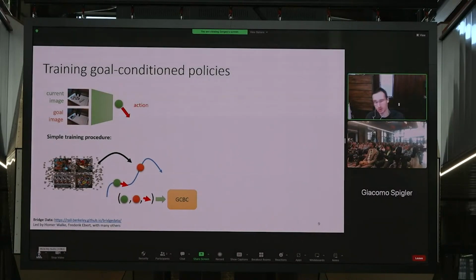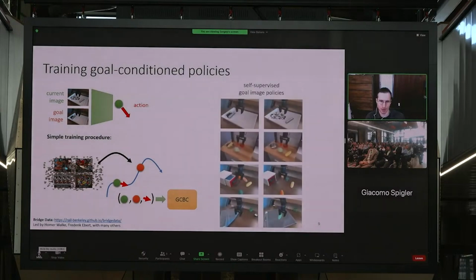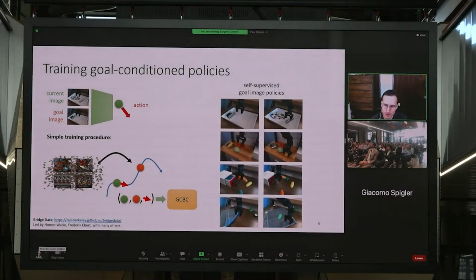or anything like that. Interestingly, the Bridge dataset does have language annotations, but this procedure does not require that assumption, which means that in principle, it can use broader and more diverse sources of data. And here are some videos of this goal condition behavior cloning policy trained on Bridge V2.